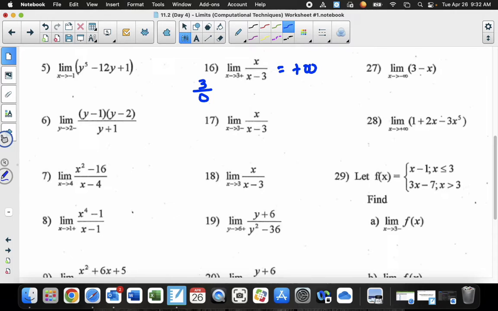On 17, it's the same thing, you're just coming from the other side of the vertical asymptote. So let's say if we're approaching 3 from the left, let's say we pick 2.9. You'd have a positive answer over a negative answer.